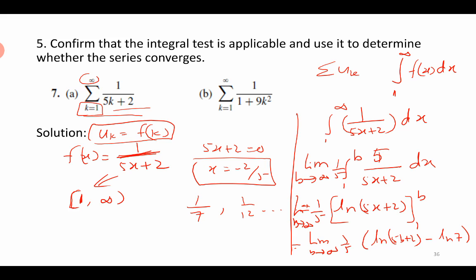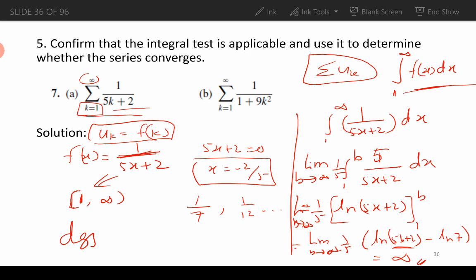What is happening? When b goes to infinity, this term will be ln infinity, so everything will be infinity. So this integral diverges, and therefore the series u_k diverges because the integration diverges. Okay. In the same way, let's try part b.